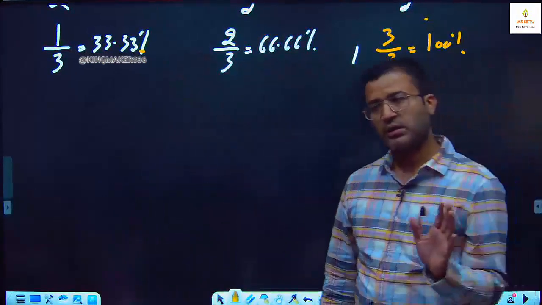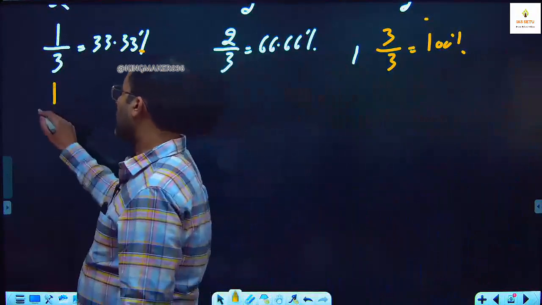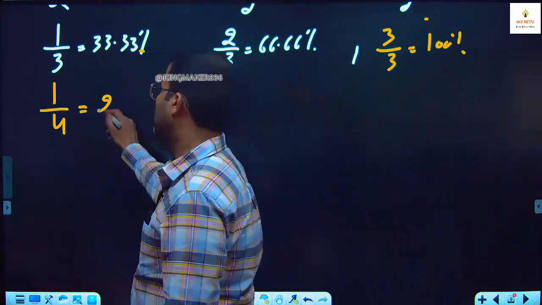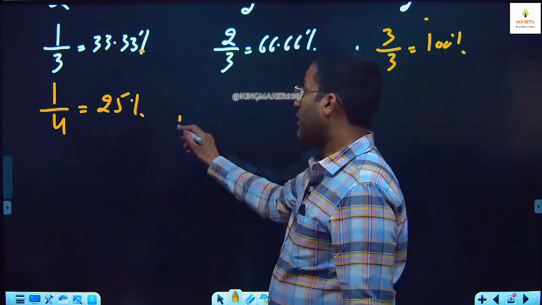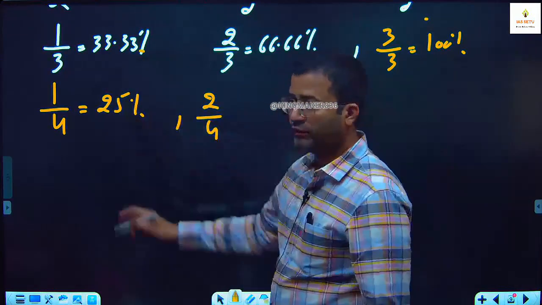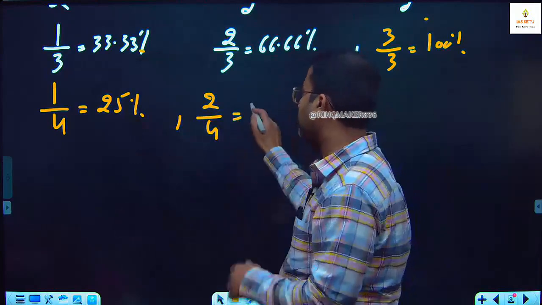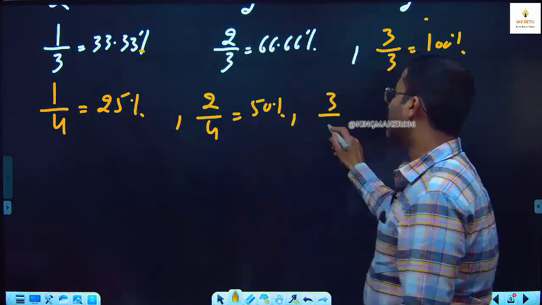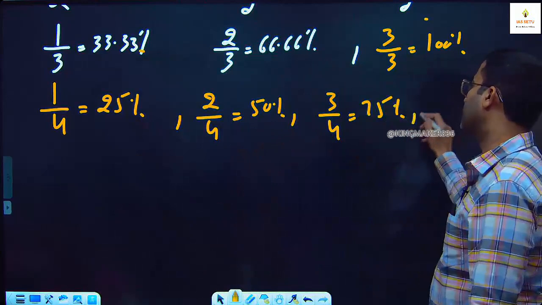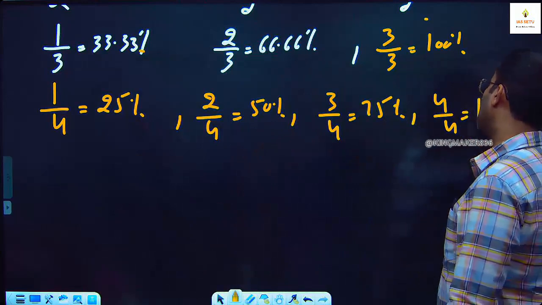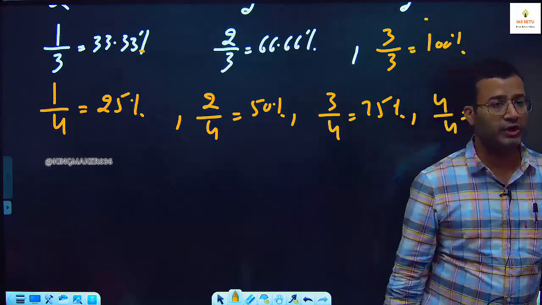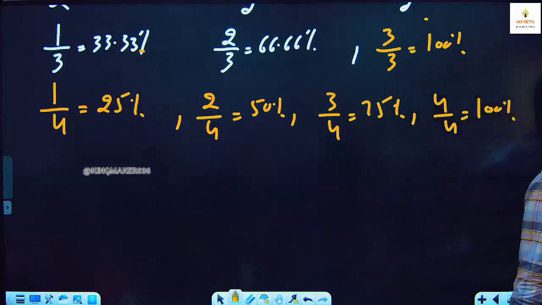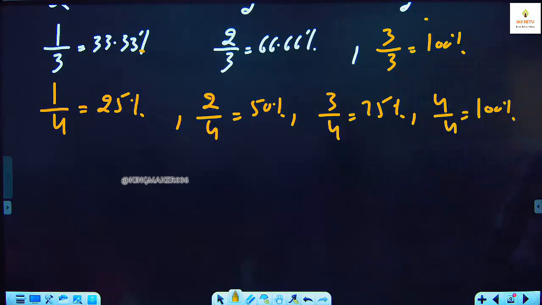Okay? It has to be done anyway. 1 by 4, 25%. 2 by 4 will be double of this, the next multiple, 50%. 3 by 4, 75%. 4 by 4, 100%. 1 by 4, 25%. 2 by 4, 50%. 3 by 4, 75%. 4 by 4, 100%.